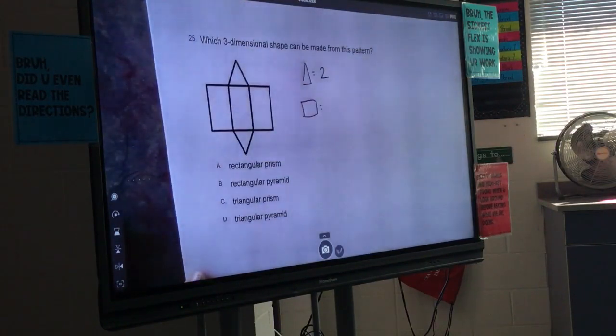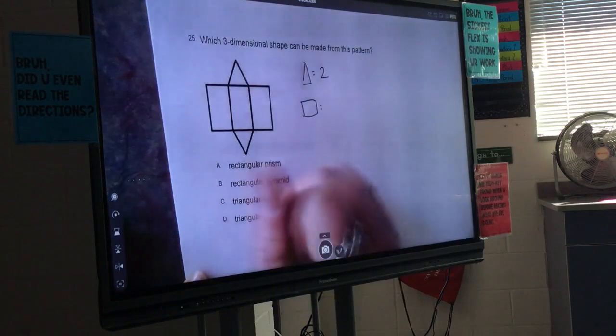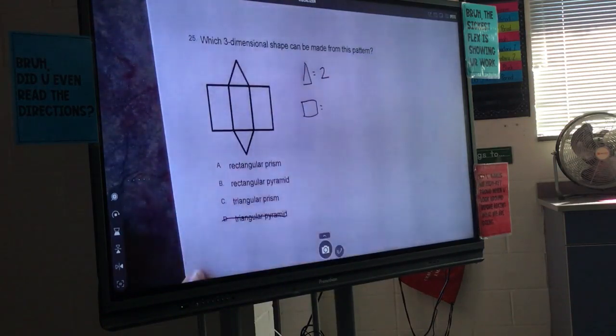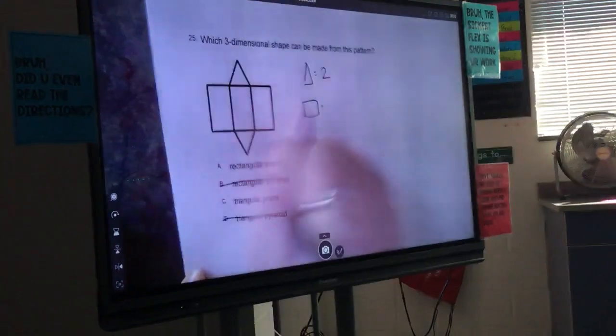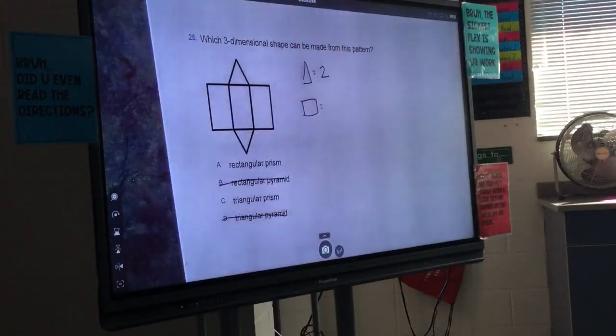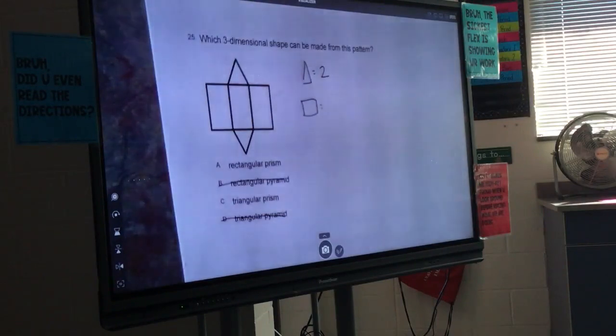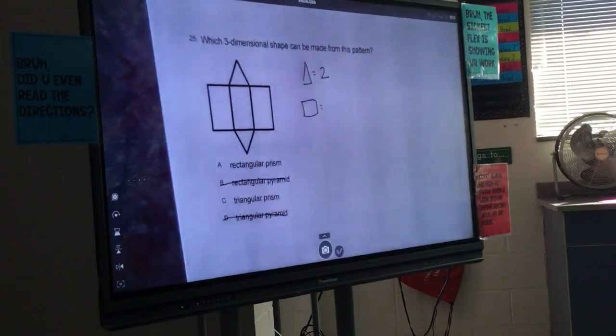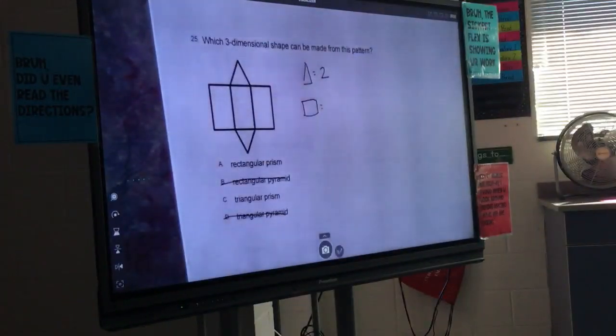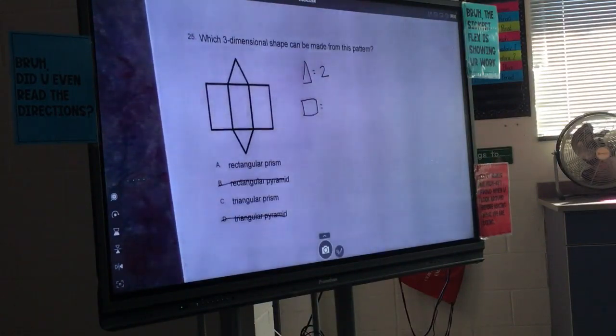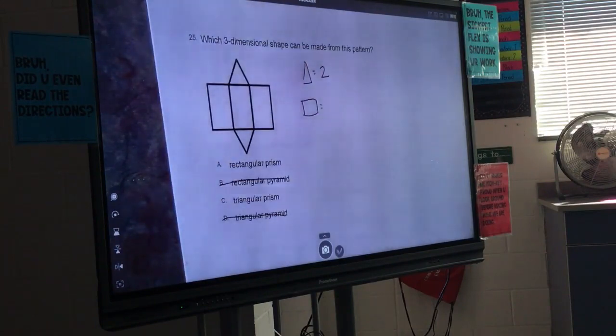It eliminates the triangular pyramid, and what other? Why? How many bases does a triangle have? One. And the faces of a pyramid are all what? They're all triangles. So we don't have enough triangles to make it a pyramid on the outside, and it's got technically more than one base.